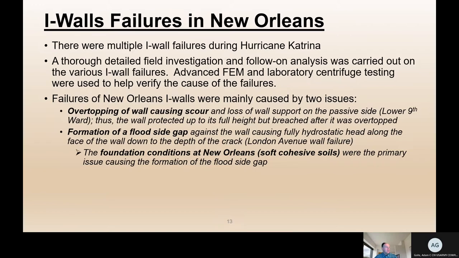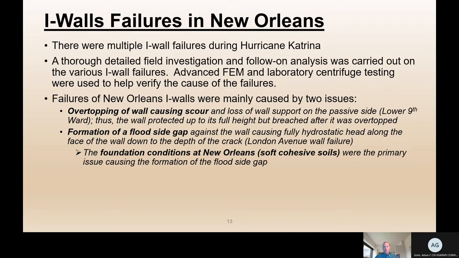And the failures in New Orleans were really mainly caused by two overarching issues. One was overtopping. The overtopping of the walls tended to result in a scour jet moving across the top of the walls, scouring material on the land side, which started to remove the material that gave passive resistance to keep the wall stable. So these walls tended to perform just fine as long as they were fully loaded, and they started to fail when they were overtopped. So they lacked resiliency, but they were designed well otherwise.